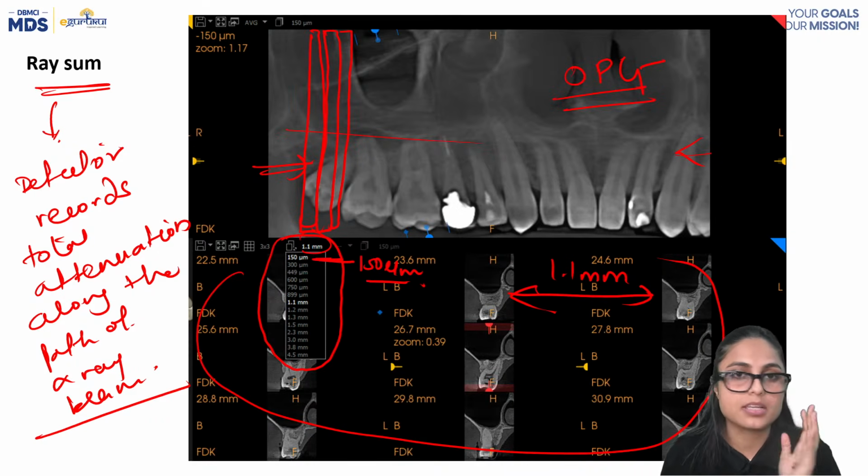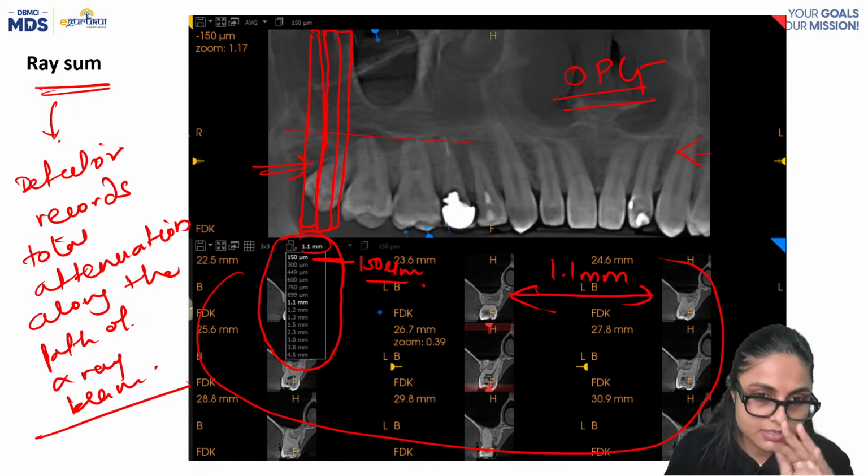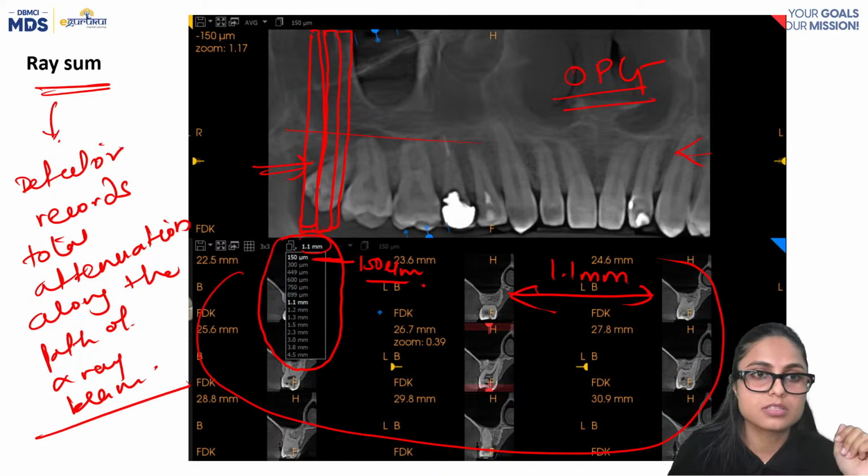I have tried to explain it in simple language, and I hope this is clear.